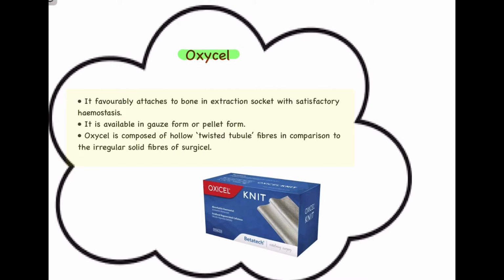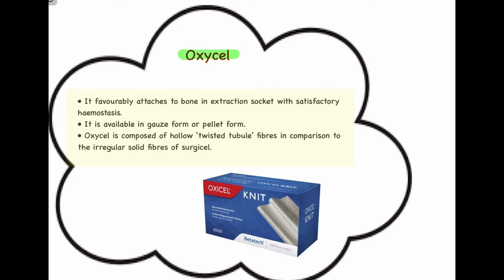Now one more thing is that the oxysil is composed of a hollow kind of fibers, right? In Surgisil, there are very solid fibers, they are not at all hollow, right? But in this oxysil, there are very hollow fibers, and these are arranged in a twisted tubal type of manner, right? Whereas in case of Surgisil, the fibers are very irregularly shaped solid fibers. So again, we have an advantage here.